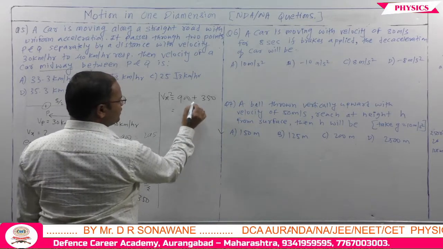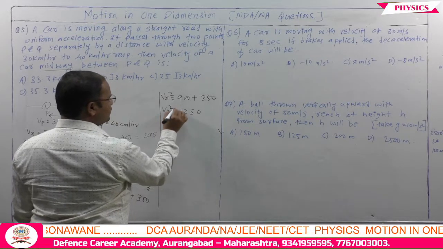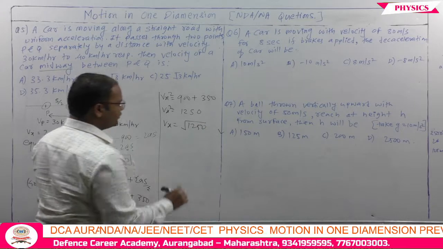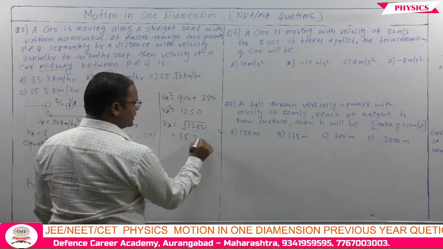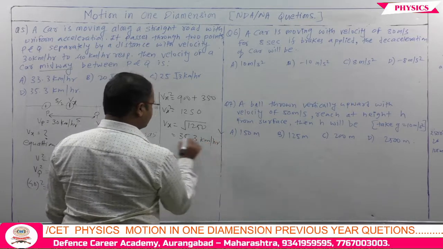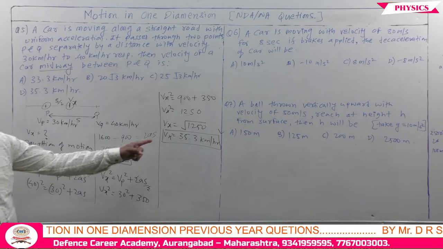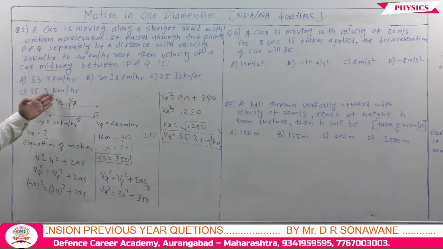9 plus 3 is how much? 12. So 1250. If you take the root of 1250, it will be 35.3 kilometer per hour. So Vx will be what? The value of Vx will be 35.35 kilometer per hour. So the option here is 35.3 kilometer per hour.